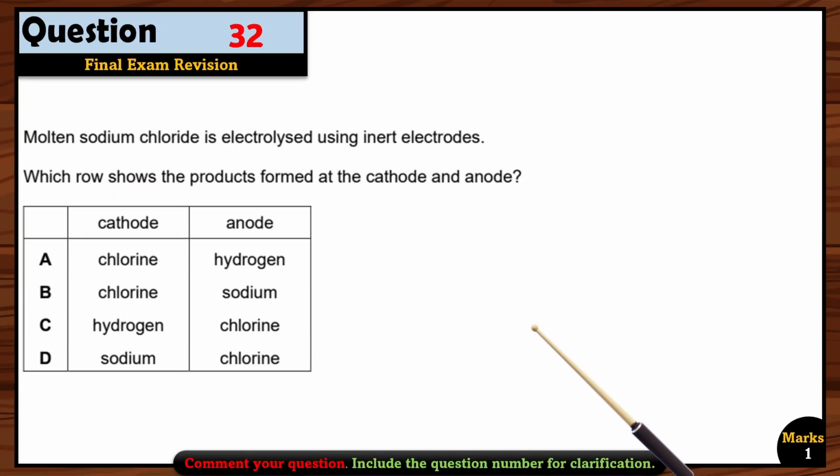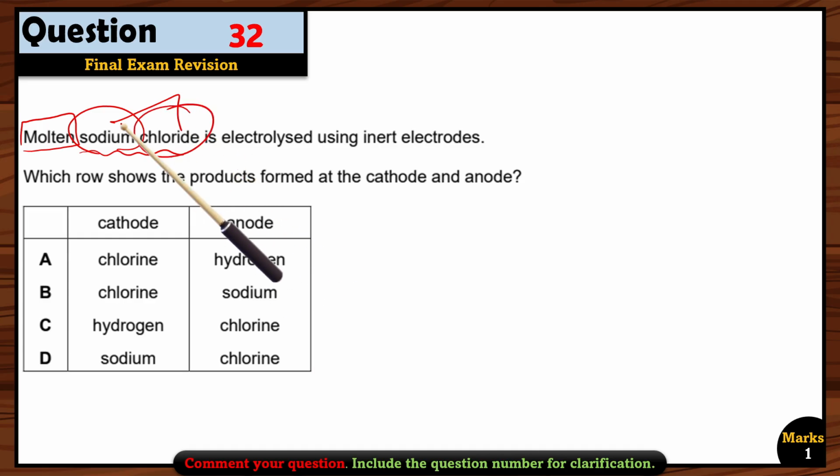Now we will look at the products, which products we can get at the cathode and anode depending on our electrolyte. Whenever you see the word molten, it means the products at the cathode and anode will be same as your electrolyte. What does it mean? It means the ions that are present in that electrolyte. What is our electrolyte here? Sodium chloride. It means your product will be same, sodium and chlorine. If you see the word molten, then the product will be same as your compound. One will be sodium and the other one will be chlorine gas.